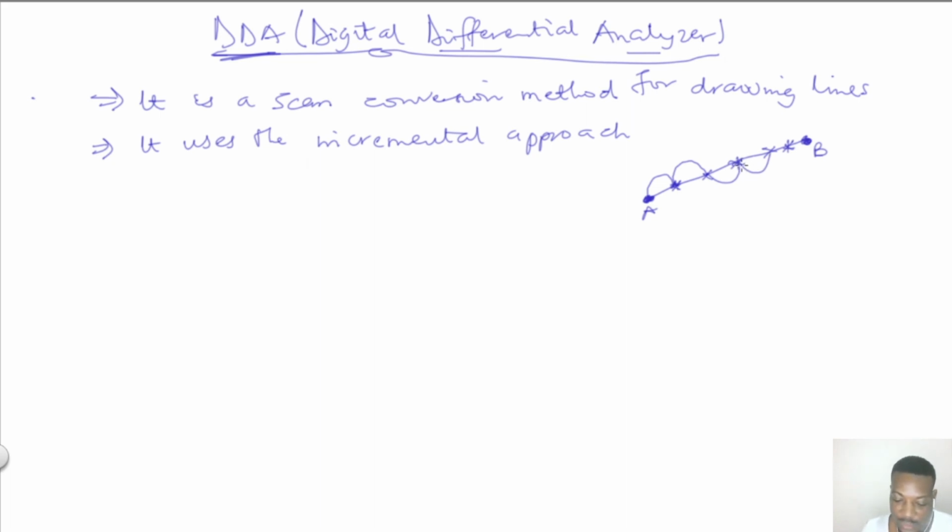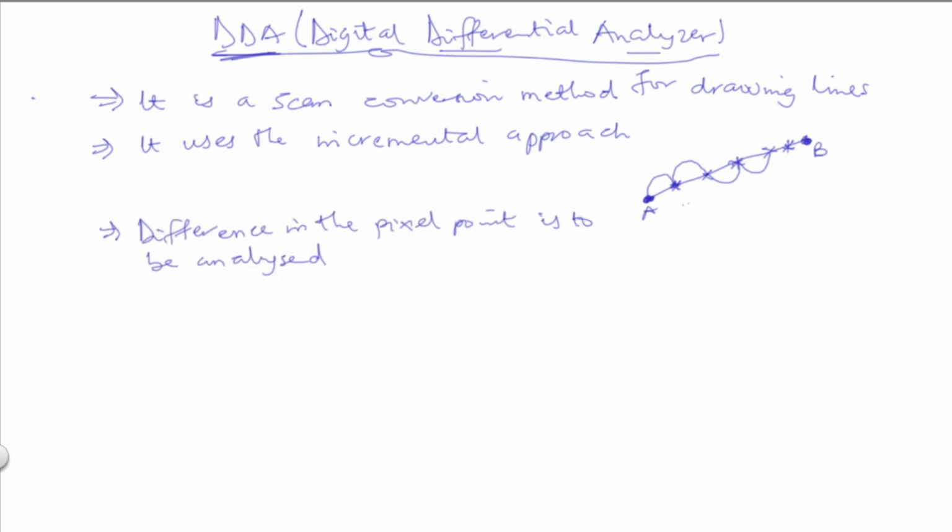So if you want to draw a line, you use all the points forming the line. In the drawing of the line, we will use all the intermediate points. All these would have to come together to be able to draw the line from point A to point B. Okay, so the third point is that the difference in the pixel points needs to be analyzed to be able to draw the line.